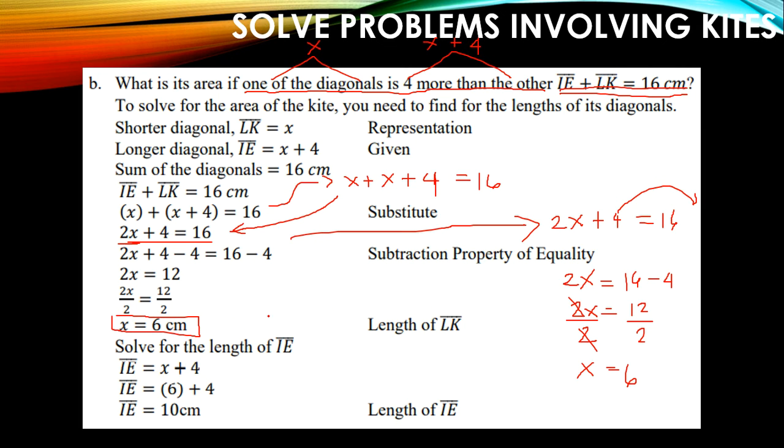Ang 6 centimeters represents the length of LK, or the length of the shorter diagonal. Then, the length of IE, so that is x plus 4. Then, substitute the value of x, which is 6. Then, 6 plus 4 equals 10 centimeters. So, muna siya ang longer diagonal, which is the IE, which is 10 centimeters. So, muna mo ang mga answer. So, the length of LK is 6 centimeters and the length of IE is 10 centimeters.